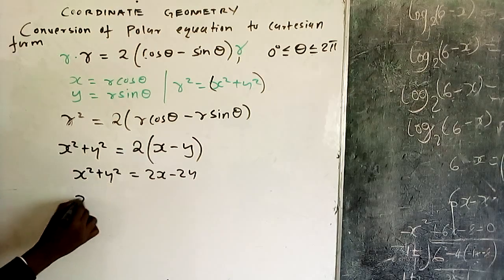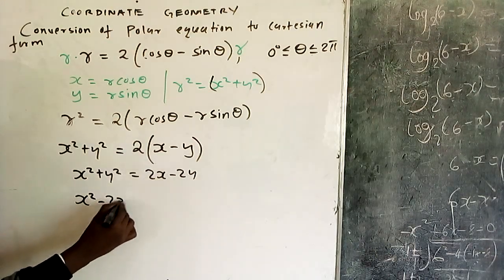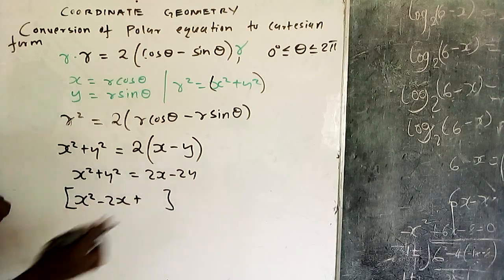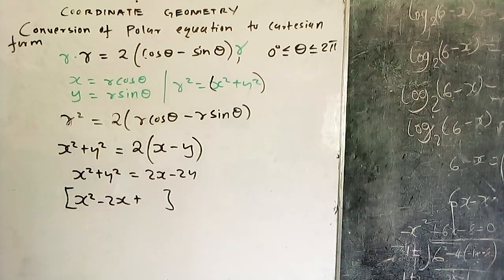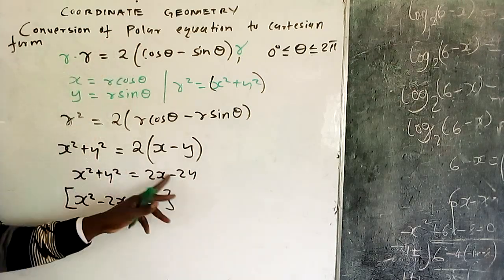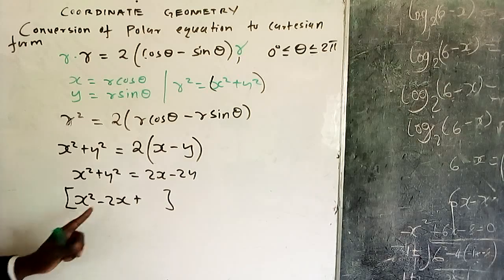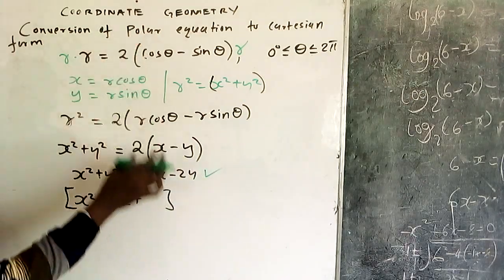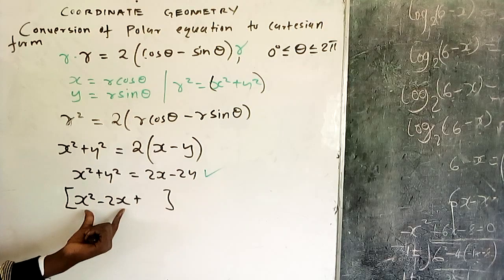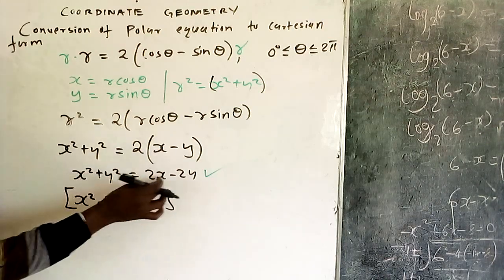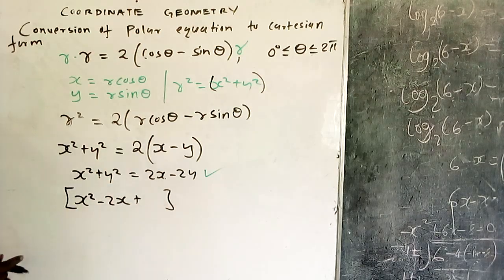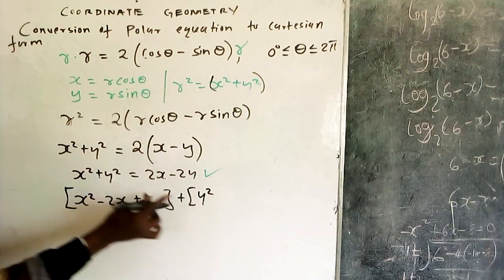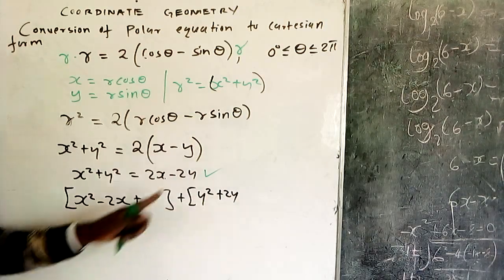So here we are going to have x squared, then 2x coming this side, it becomes minus. Then you leave a space where you are going to complete the square for x, because we want the equation of a circle. You see, at this point, you've already converted the polar form into Cartesian form. We now want to show that it is an equation of a circle, and determine the radius and center of the circle. So here we have x squared minus 2x, then you leave some space for completing that square. Then we have our plus y squared, and minus 2y coming this side is plus 2y.